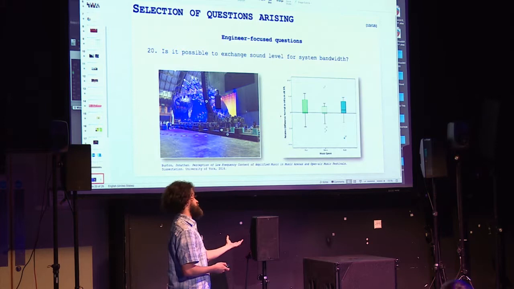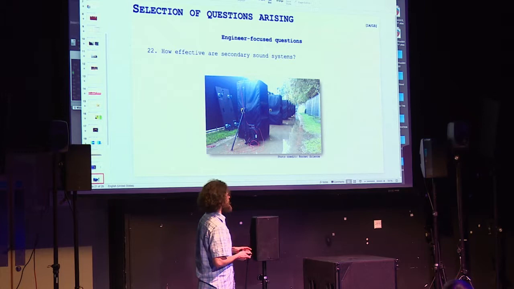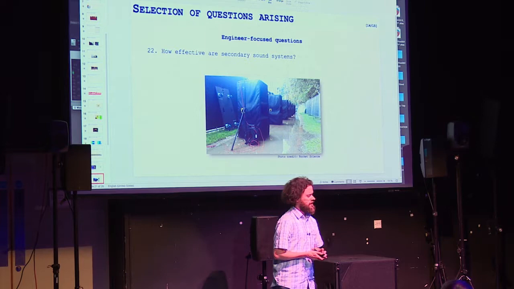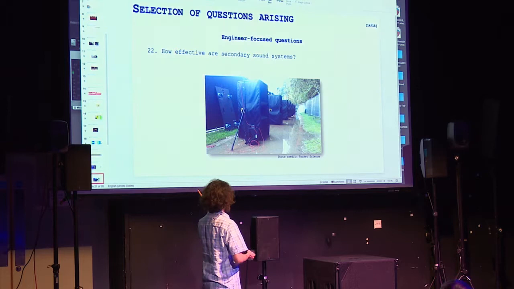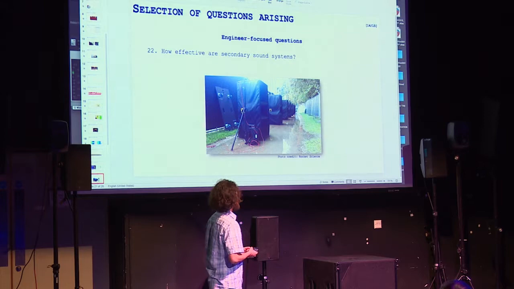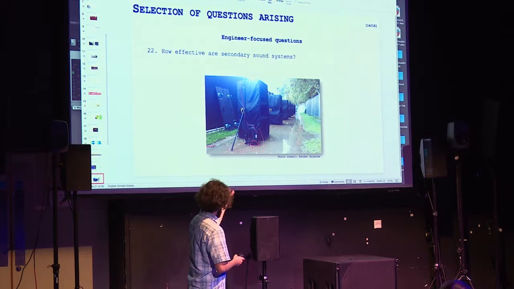Getting to the end here, how effective are secondary sound systems? Rocket Science are doing a lot on this, as well as the Danish Technical University as part of the Monica project. But basically, it's a secondary system of subwoofers on the perimeter of your event site, where the whole idea is to cancel low-frequency energy from going off-site. So this is one of them in all its glory. This is courtesy of Christian at Rocket Science.